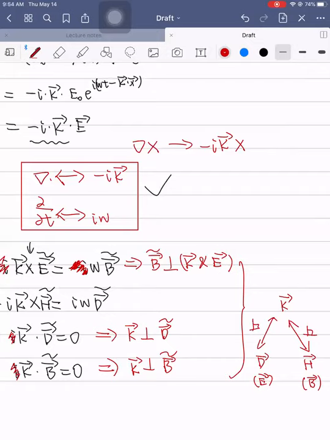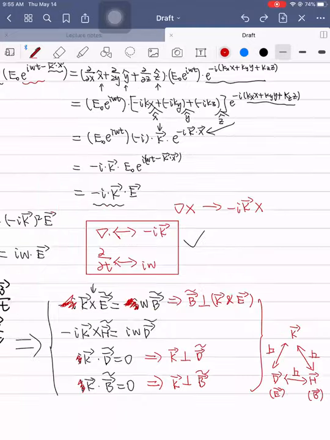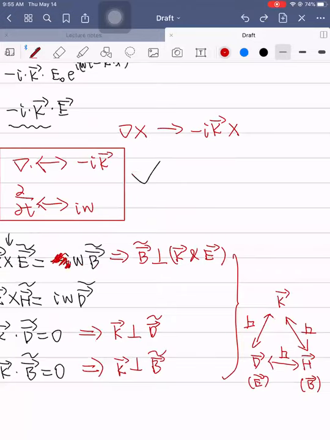Also, D and H are perpendicular to each other. The final relation comes from the first equation. So we can draw a figure to illustrate the relations among these three quantities.